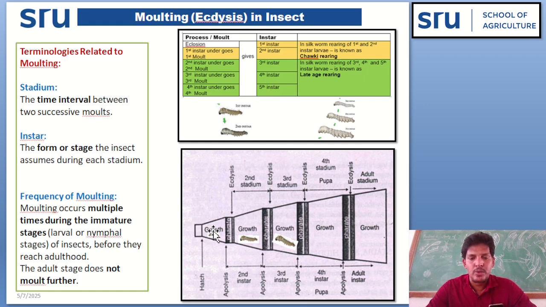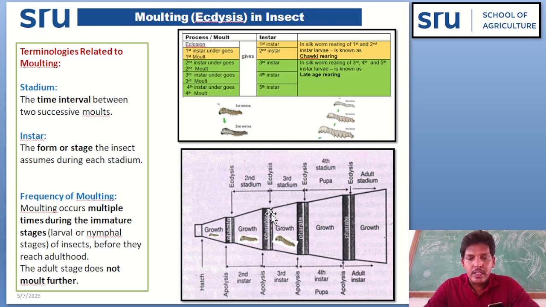See here also, after egg hatching, first instar will be formed. First instar undergoes first-time molting and gives second instar. Second instar undergoes second-time molting and gives third instar. Third instar undergoes third-time molting and gives fourth instar.